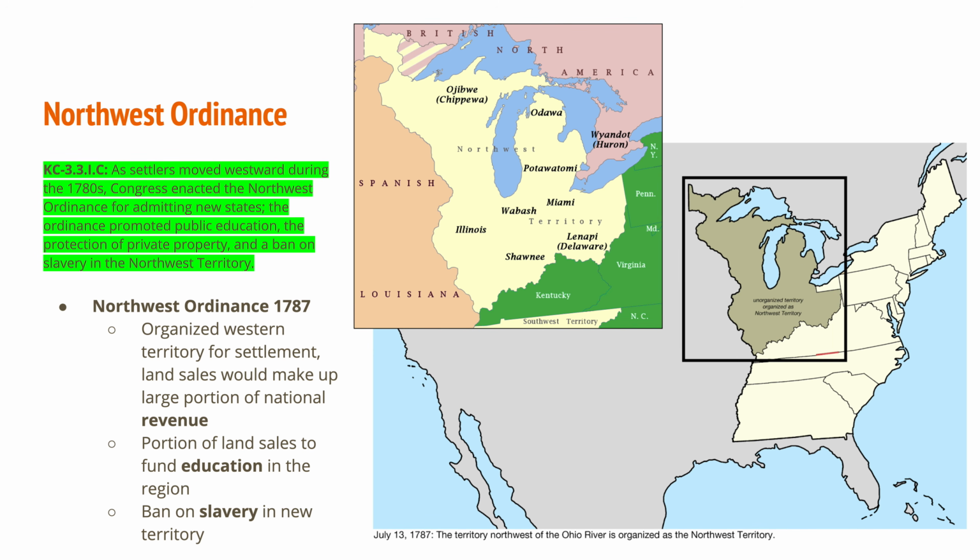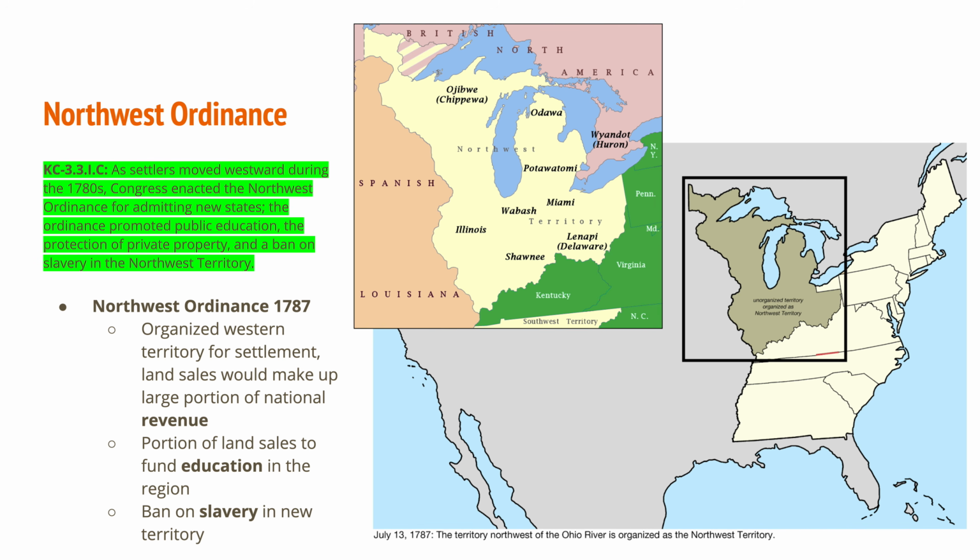Now, the one positive thing that the Articles of Confederation were able to do was to organize the Northwest Territory under the Northwest Ordinance. So this key concept here says, as settlers moved westwards during the 1780s, Congress enacted the Northwest Ordinance for admitting new states. The ordinance promoted public education, the protection of private property, and a ban on slavery in the Northwest Territory. So this Northwest Ordinance organized Western Territory for settlement.